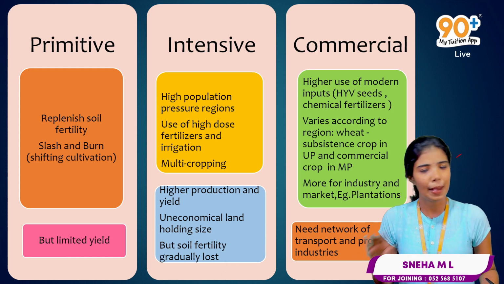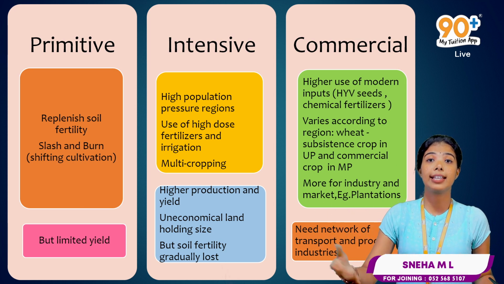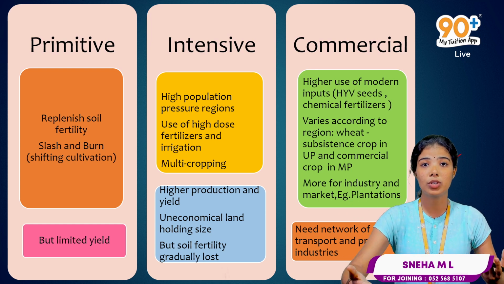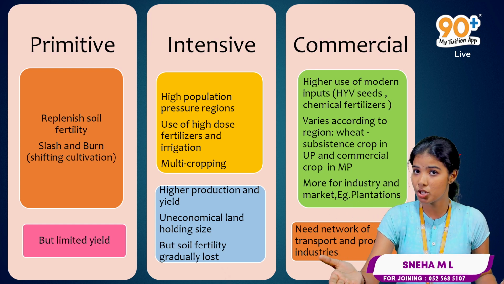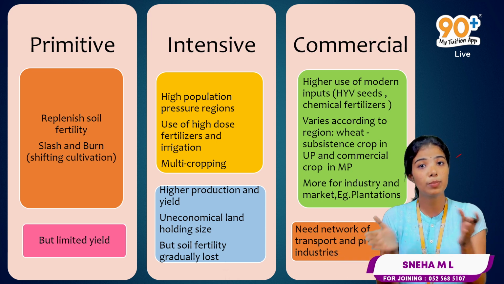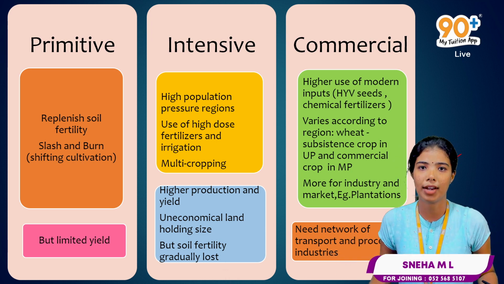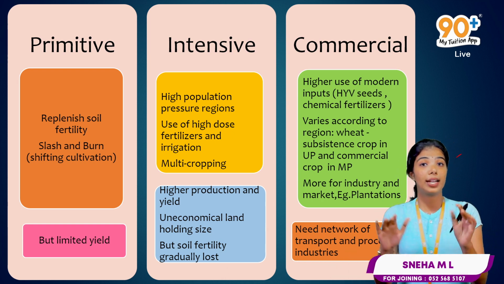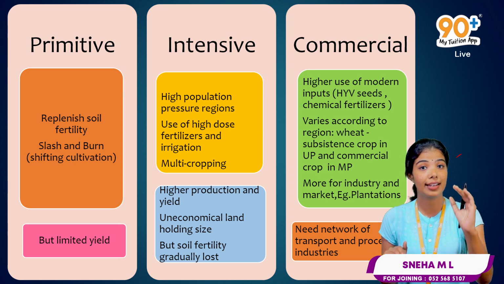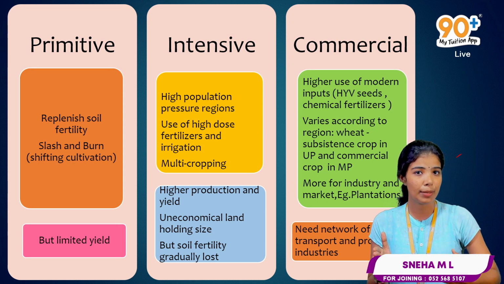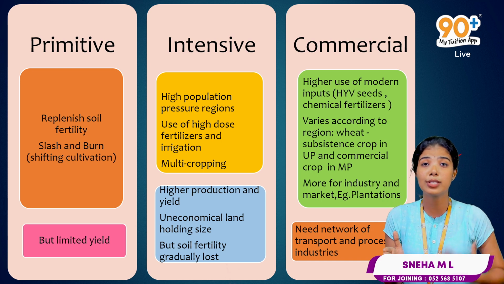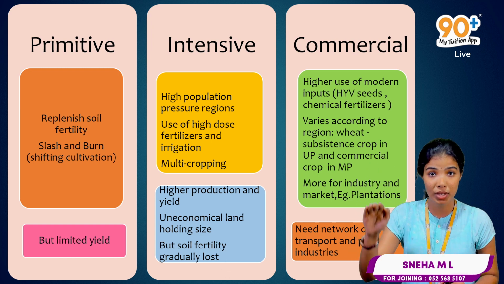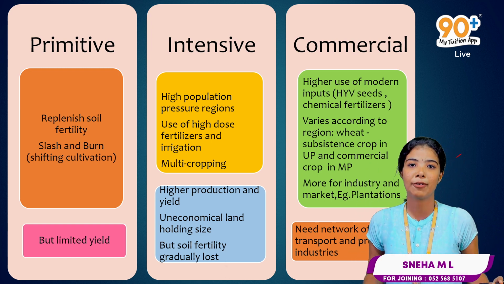This happens majorly when the land is inherited, where the fathers own the land and the children also follow into agriculture and depend upon the agricultural income, and they have to cultivate from this limited amount of land. So it's an uneconomical landholding size, and the soil fertility is lost gradually. Why? When we use chemical fertilizers or high doses of fertilizers, the natural soil fertility will gradually come down.